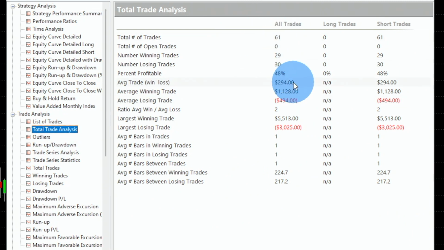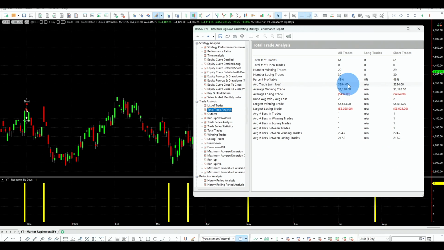61 trades making about $300 on average. Now, this is really a good average trade for the S&P 500. That should cover all slippage and commission, and you're still ending up with a good profit. The only drawback of the strategy is the number of trades. So to get more trades in the strategy, we need to ease up on the restrictions.